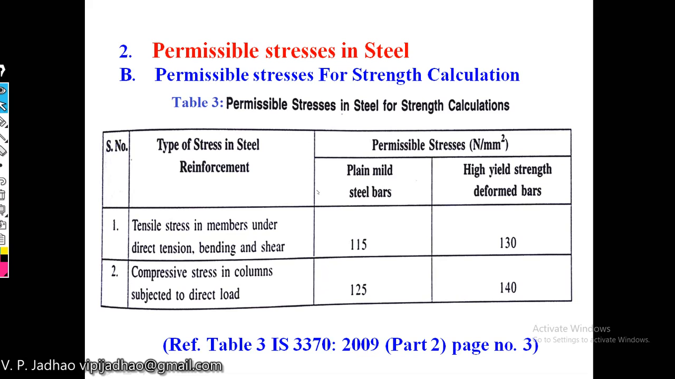This table number 3 shows the values of permissible stresses for steel for strength calculation. We will be using HYSD steel bars. For these we have tensile stresses in members under direct tension, bending and shear; the value is 130 Newton per mm square, and for compressive stresses in columns subjected to direct loads, it is given as 140 Newton per mm square. So we have to use the value of 130 Newton per mm square. We'll see how we use these tables when we solve problems or do the design.